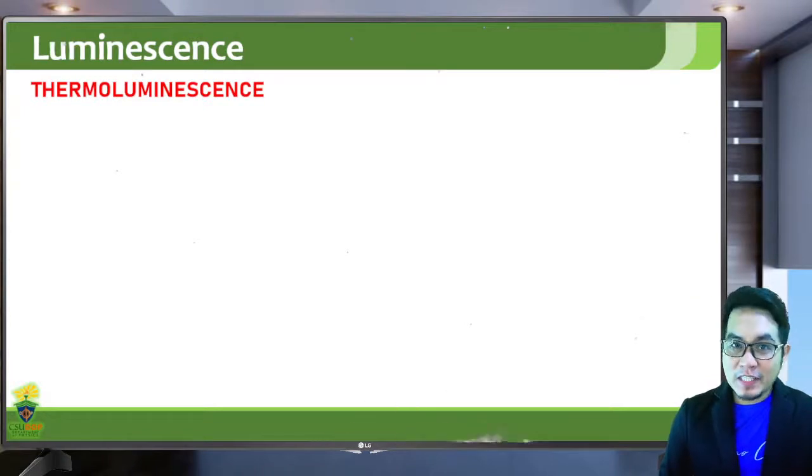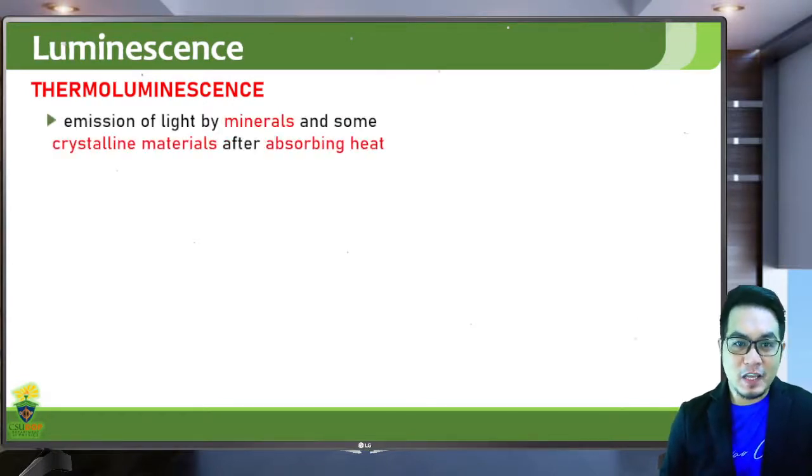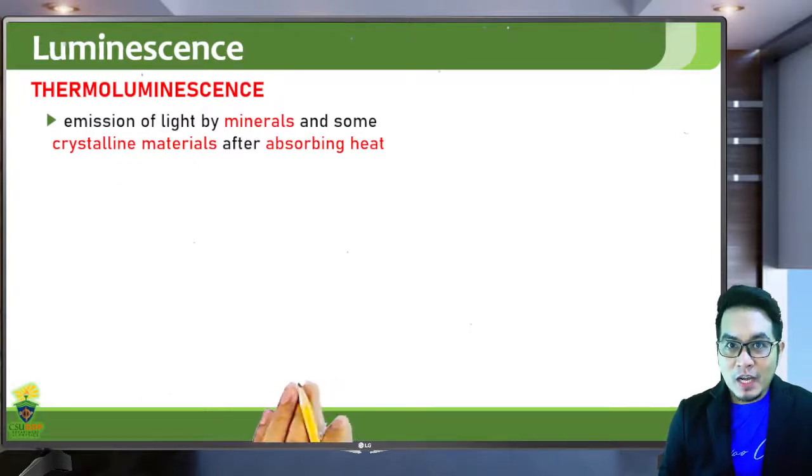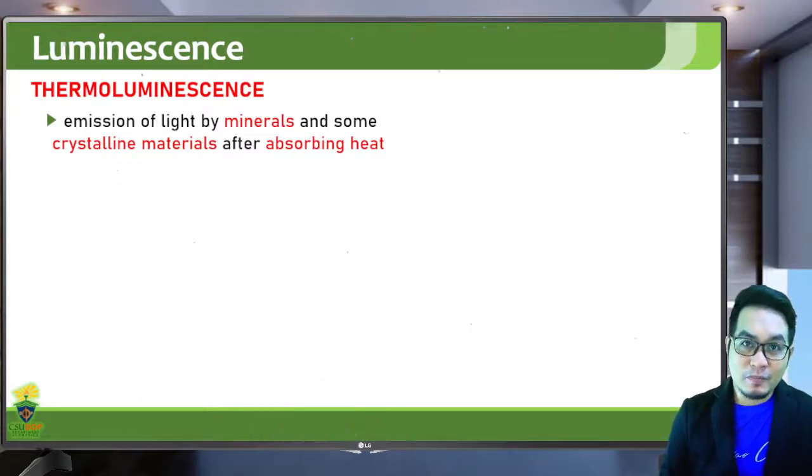So we will discuss some examples of luminescence, but we will just limit our discussion to some types of luminescence. One type is called thermoluminescence. This is emission of light by minerals and some crystalline materials after absorbing heat. Take note, this is not a property of all materials, but only for minerals and some crystalline materials after absorbing heat.